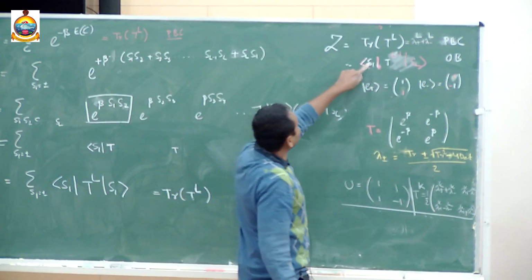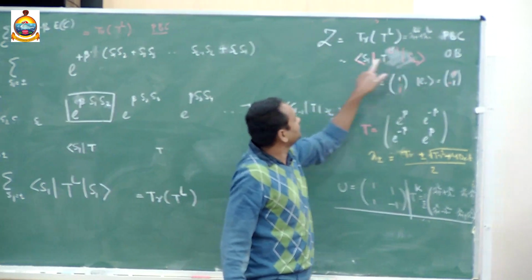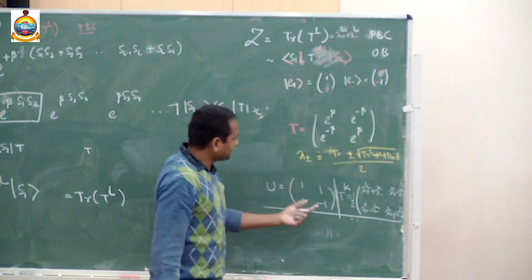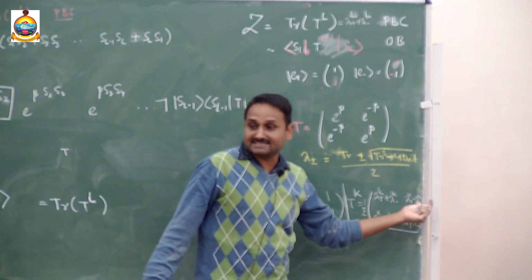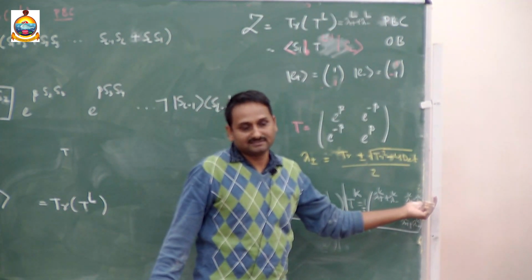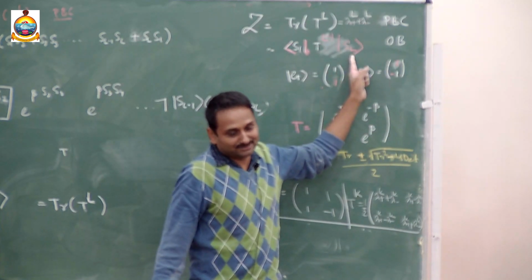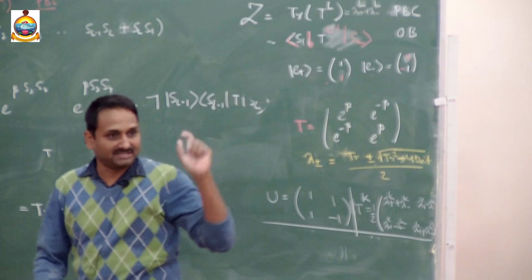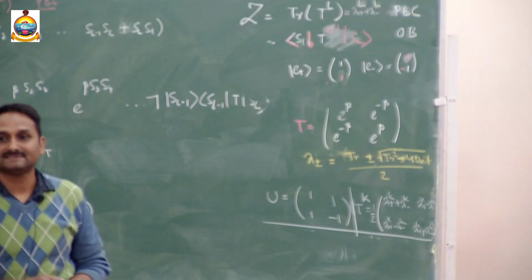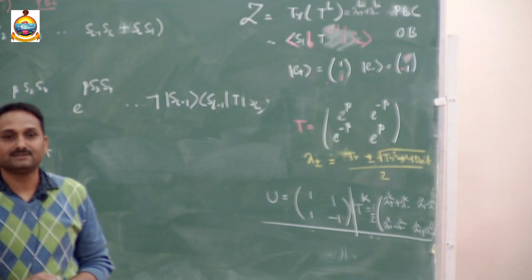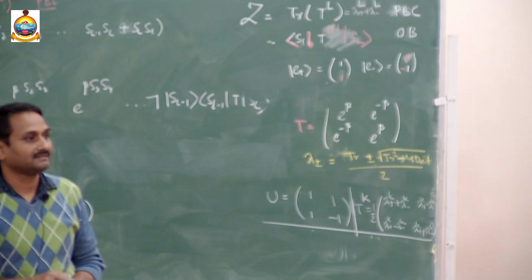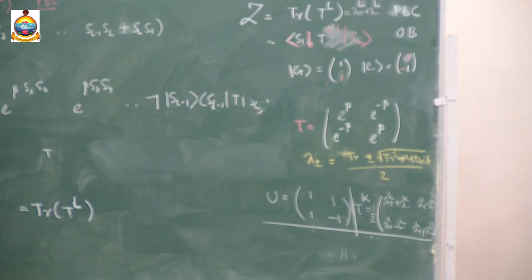So what will it be if S1 is plus, if the first one is plus and the last one is minus? In that case, you have lambda plus to the power k minus lambda minus to the power k. Instead of lambda plus to the power k plus lambda minus to the power k, you get a minus sign here. Okay, so that's for open boundary. Is it still okay? So we now know the partition function of the system.